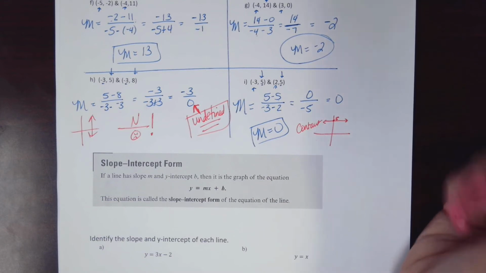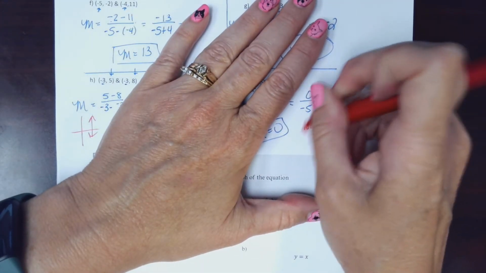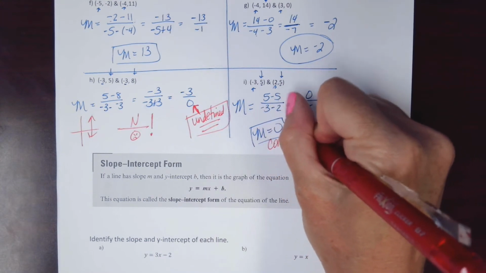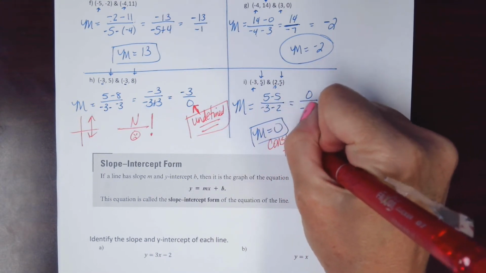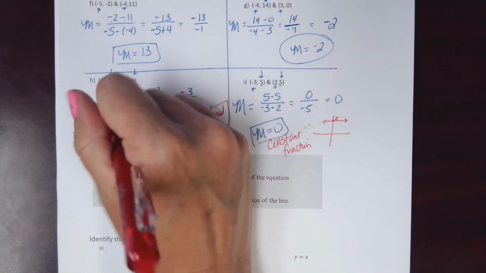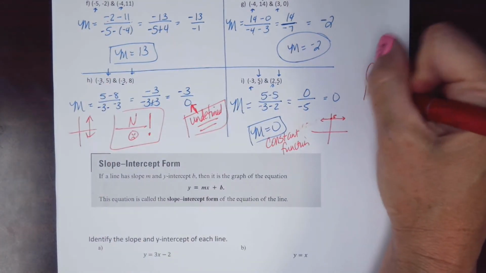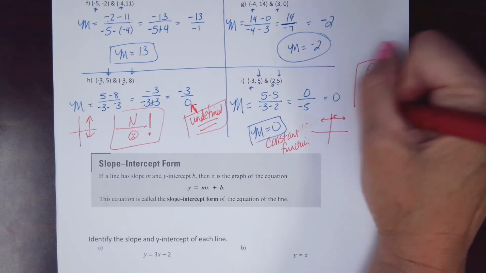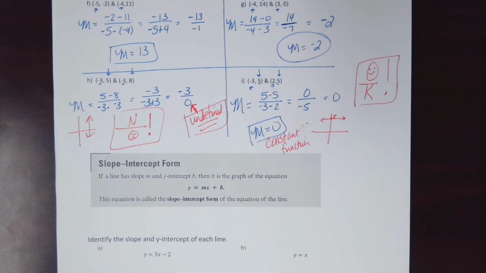The constant function. I misspelled constant. Let's try that again. Constant function. 0 in the denominator, no, that does not work. 0 in the numerator, though, is okay. No problems with 0 in the numerator. 0 in the numerator is just 0.